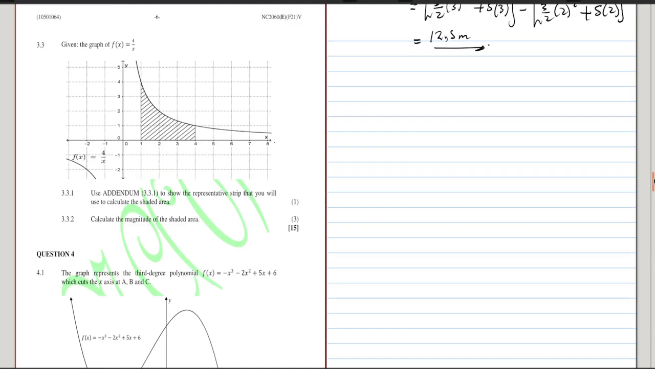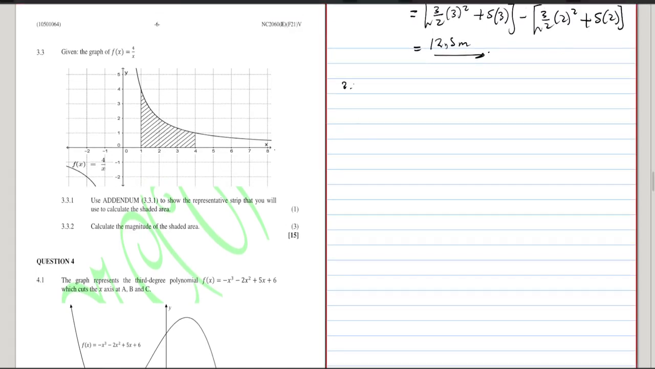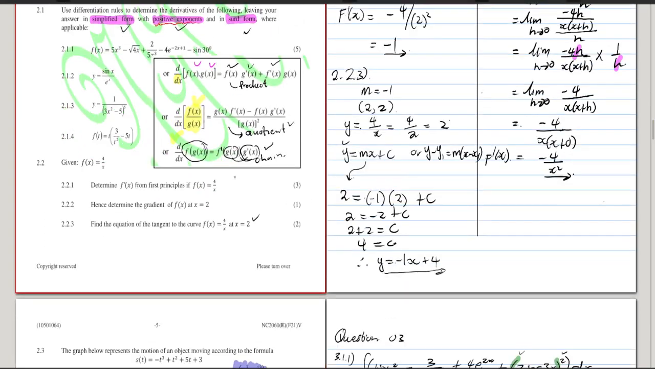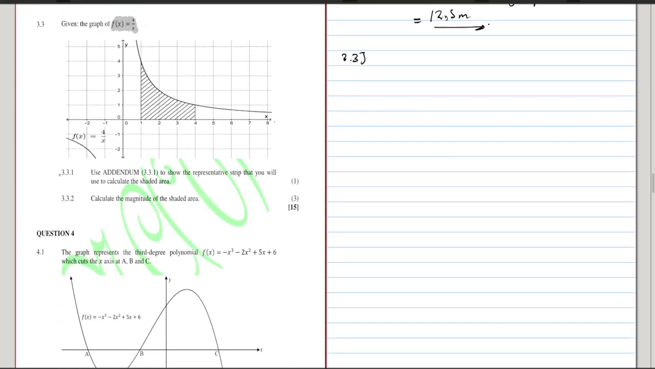Then we jump to the next question, 3.3, which is the last part of the question. Given the graph of f of x, this is the integral that we did. Still remember the derivative that we did over here. Now, the first question, 3.3.1, use the addendum. We're not going to use the addendum because it's already given to us. We're just going to show it here.